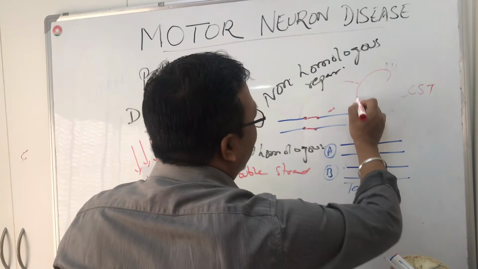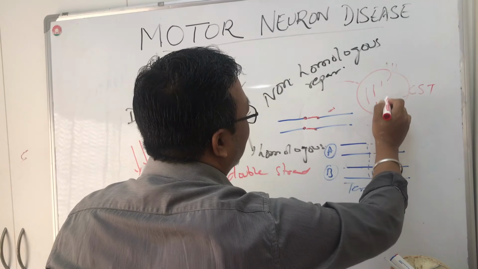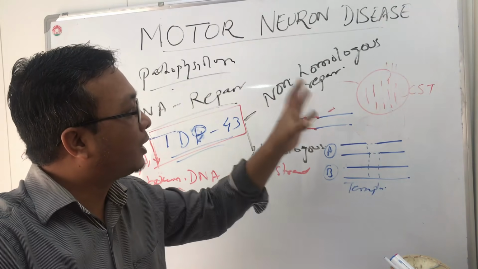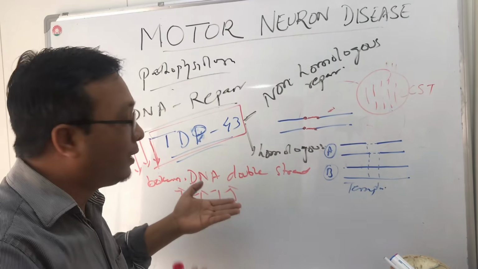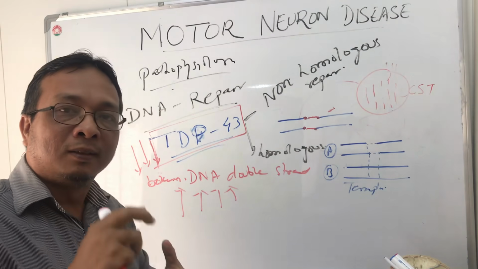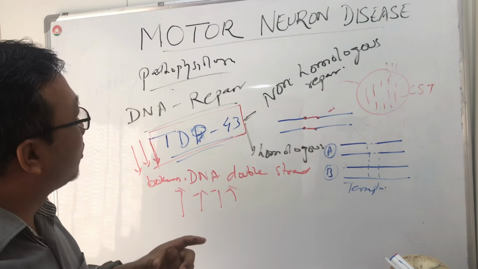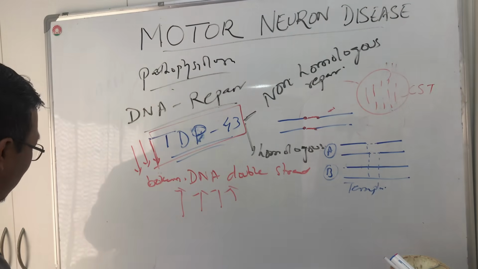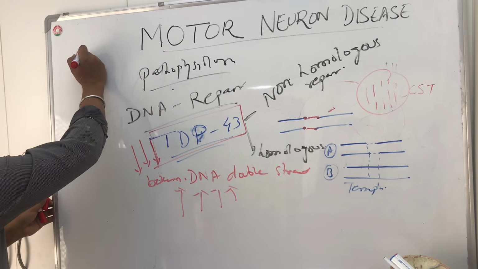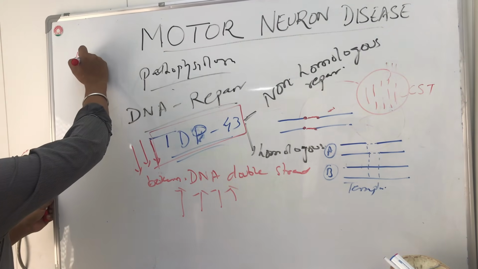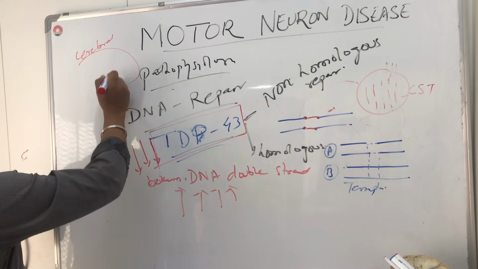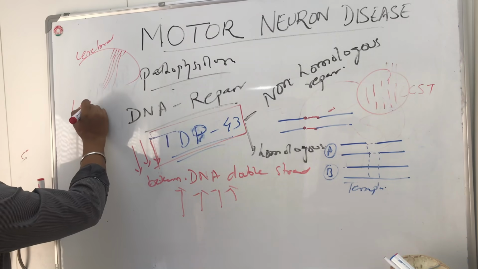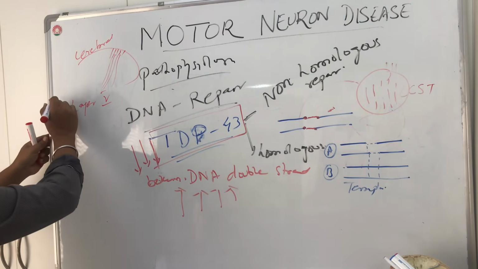So you can imagine in a cell, when the broken DNAs are increased, can this cell function? No, the functional cell machinery gets stuck because of the increasing level of broken DNA double strand. So this is the main pathology causing motor neuron disease, because this takes place in many places. Where does it take place? It takes place in layer 5 of the cerebral cortex, where the pyramidal tract comes from.